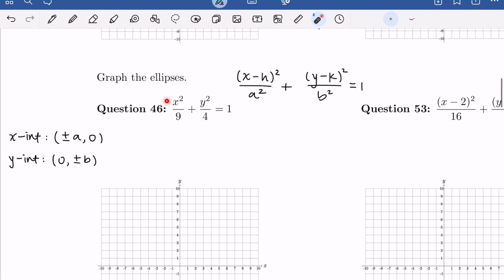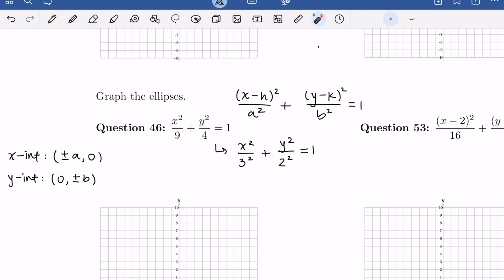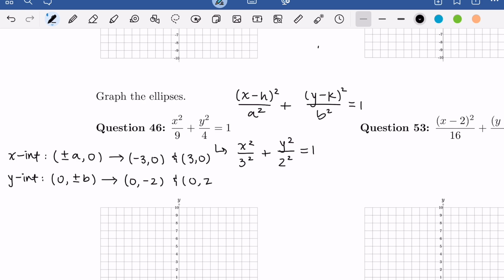Now, going back to our original equation here, this is going to be the same thing as x squared over 3 squared plus y squared over 2 squared, which is equal to 1. So in this case, looking back at our standard form for an ellipse, this means our a value is going to be 3 and our b value is going to be 2. So our x-intercepts here are going to be plus or minus 3. So negative 3 comma 0 and positive 3 comma 0. And then our y-intercepts are going to be 0 comma negative 2 and 0 comma positive 2.